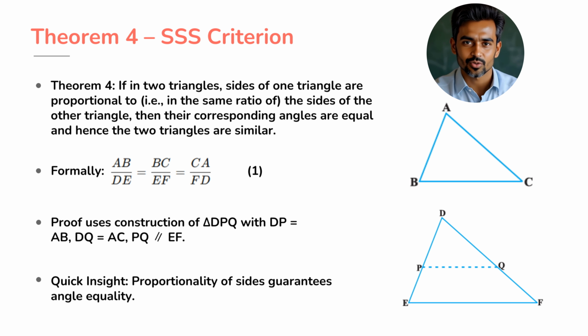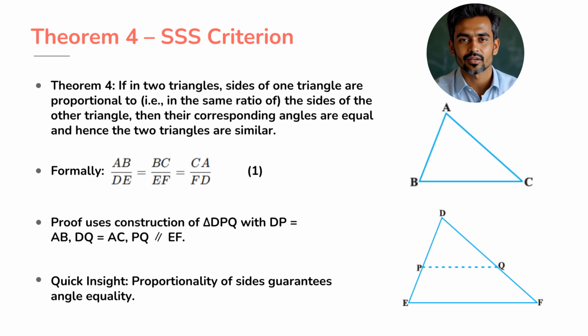Let's break that down. If you have two triangles, let's call them triangle ABC and triangle DEF. If the ratio of side AB to side DE, side BC to side EF, and side CA to side FD are all the same, then the two triangles are similar. This means their corresponding angles will also be equal and their shapes are essentially identical.